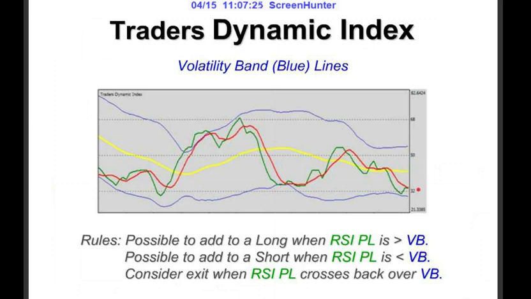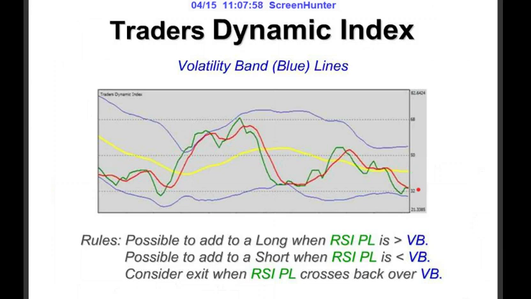Okay? So let me repeat. When the green line breaks the blue volatility band, and both the green line and the blue line are between 50 and 68, there's a high probable trade long in that situation. When the green line breaks the blue volatility band and they're both between 50 and 32, there's a pretty strong probability that we're going to have a good short trade to the downside because there's such a distance for the market to get back down to 32.